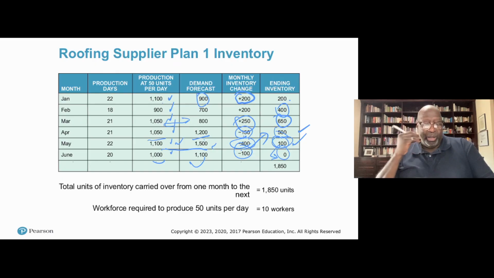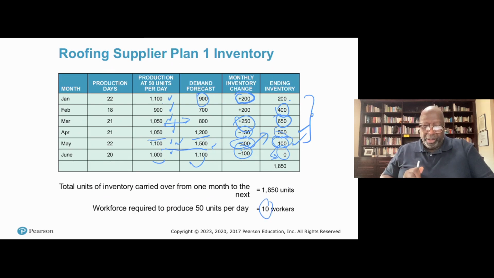Let us go ahead and calculate our costs. So the total units of inventory carried from one month to the next was 1850. You would have to add up, I believe, all of that here. 1850 units of inventory. Workforce required to produce 50 units per day was 10 workers.